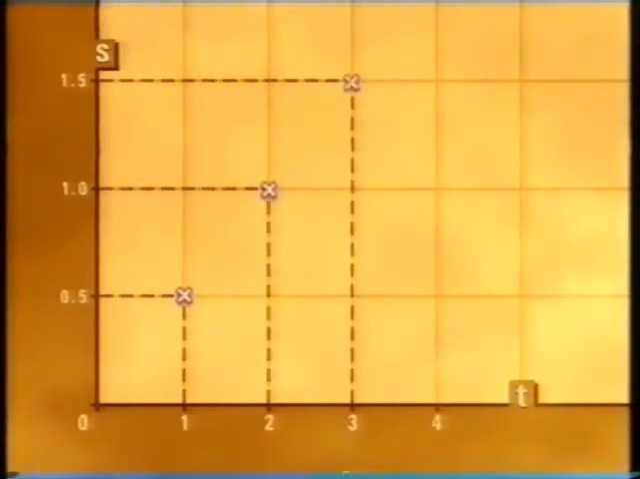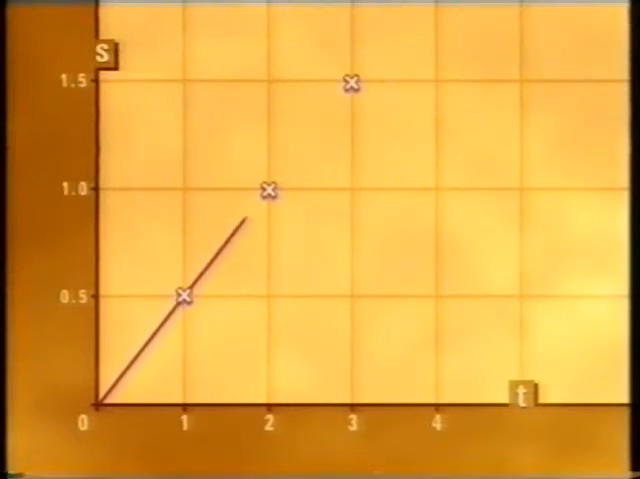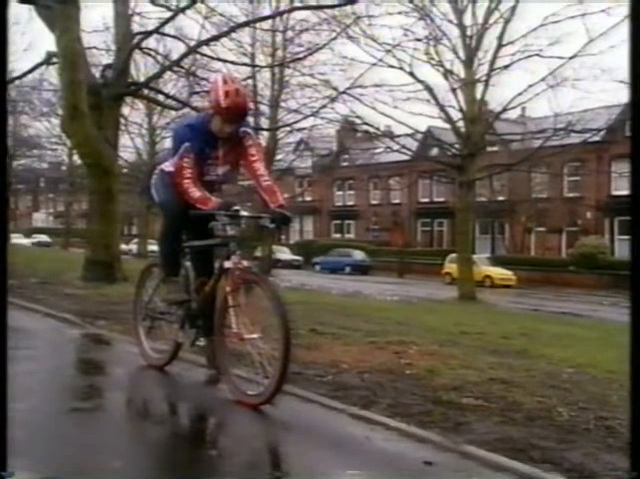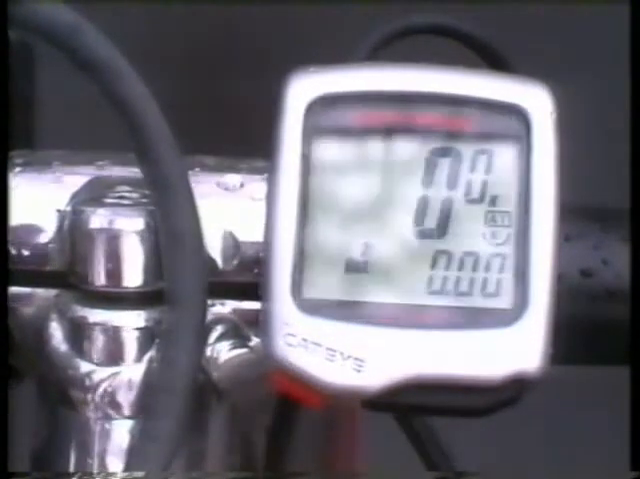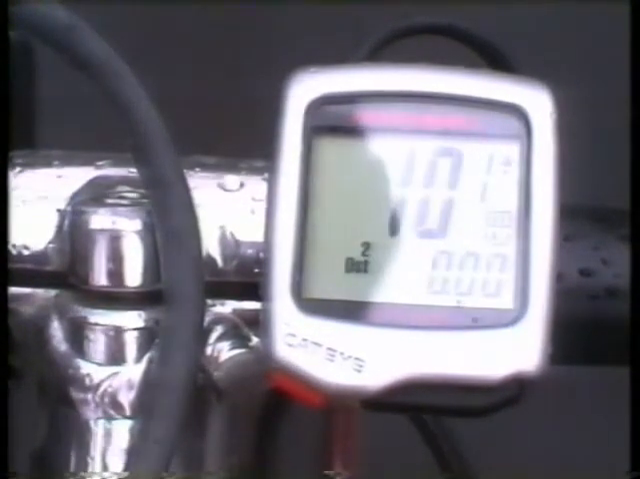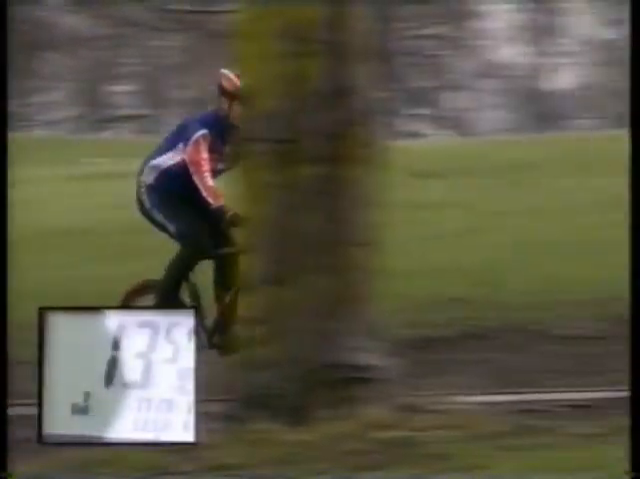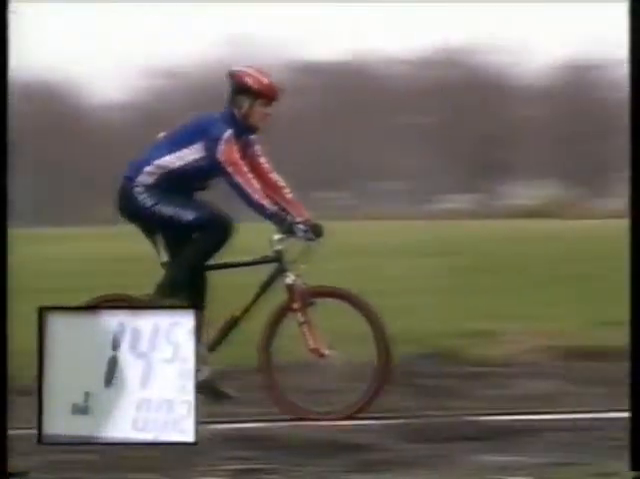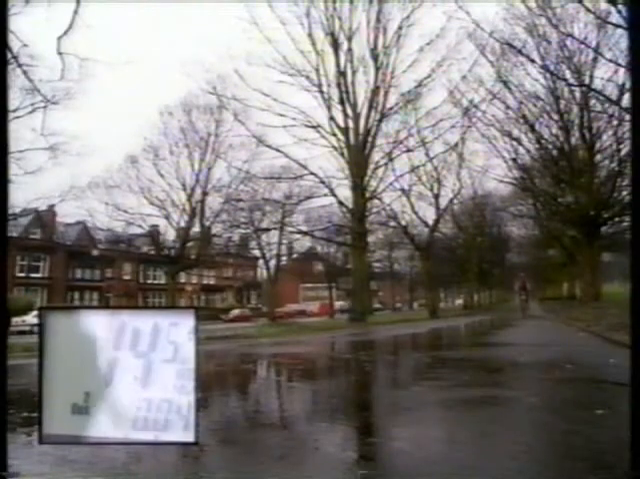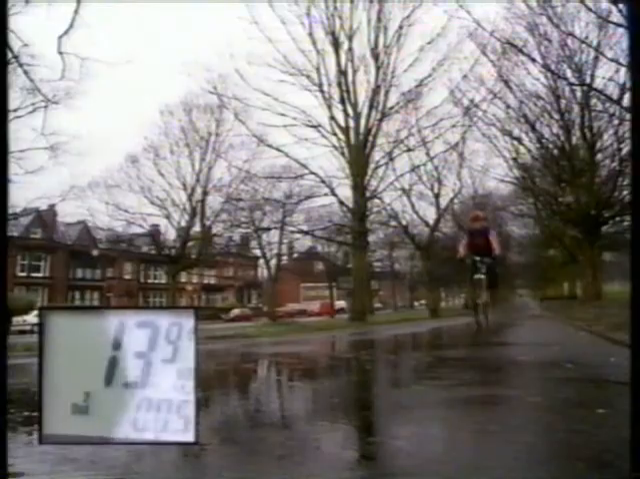Plotting distance against time for a vehicle travelling at constant speed produces a straight line with a steady slope. A computer attached to the bike calculates its speed. Eventually, the cyclist is travelling at a constant speed. For speed to remain steady, the distance travelled in a given time interval must be staying the same.